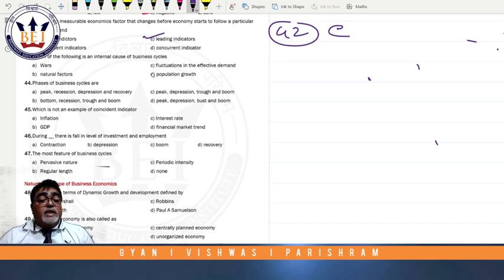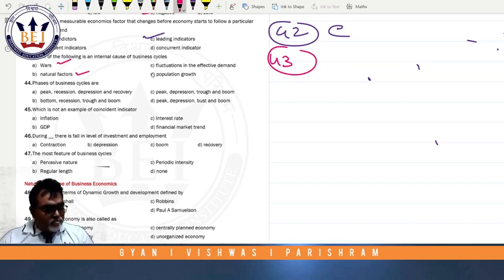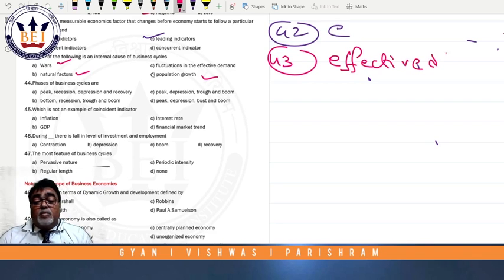Which of the following is an internal cause of the business cycle? Internal cause of the business cycle. Look, wars are external, natural factors. Yes, it may be internal, it may be external also. Population, obviously, is a part of this, but the more appropriate one is fluctuation in effective demand. The effective demand concept was given by Professor John Maynard Keynes.